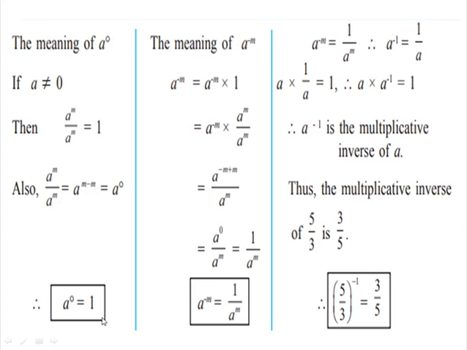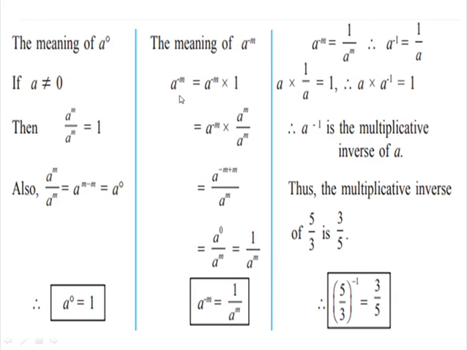Just now we have found the value of a raised to 0. That is, any number raised to 0 is always 1. So we can equate here 1. A raised to 0 is 1 and a raised to m will remain as it is. Now look at the initial step and the final step. A raised to negative m is equal to 1 upon a raised to m.